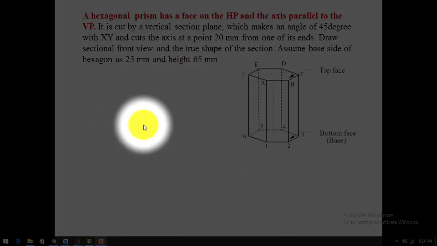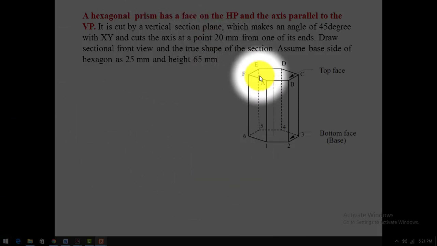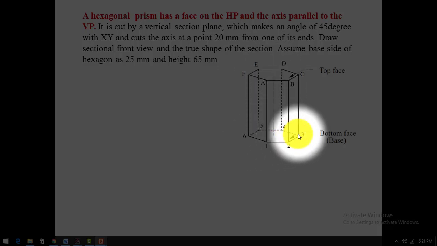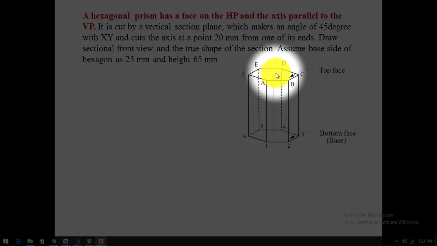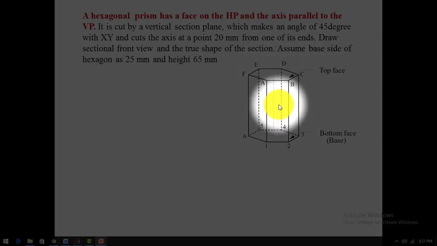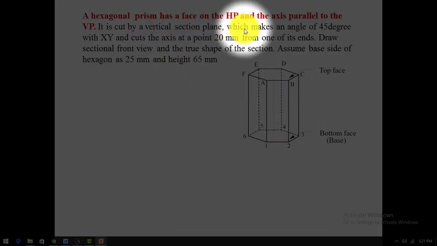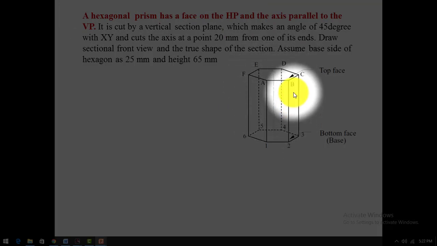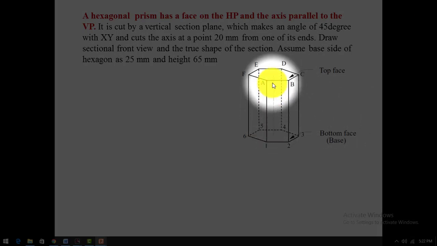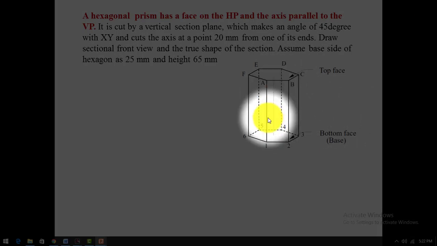The given solid is a hexagonal prism. A hexagonal prism is a polyhedron having the top surface as a hexagon and the bottom surface as a hexagon, connected by rectangles. This is the top face, this is the bottom face, and this is a rectangular face. The hexagonal prism has a face on the HP, means what? Out of these 6 rectangular faces, one face is on the HP, and when one face is on the HP, the axis is parallel to both HP and VP, and it will be perpendicular to the PP.